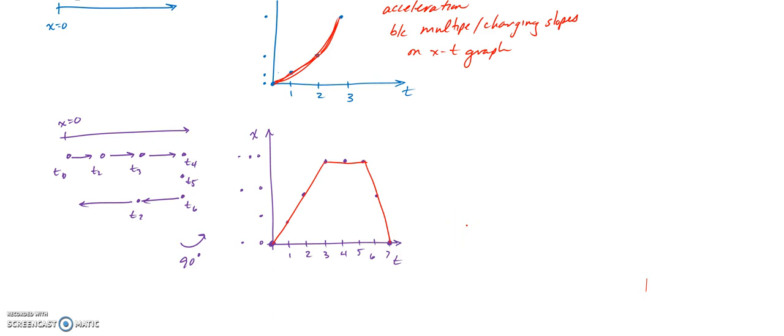So please use position time graphs as a tool along with motion maps. One can be created from the other. They're both excellent ways of seeing what's really happening and understanding it.